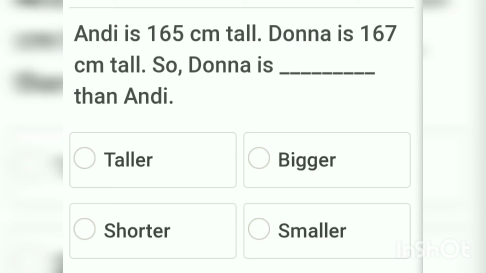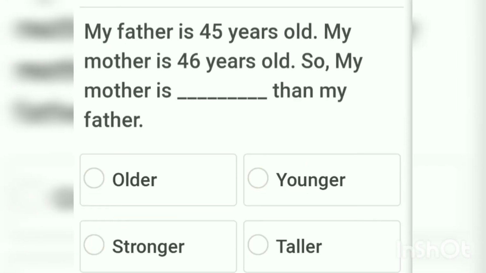Andy is 165 centimeters tall. Donna is 167 centimeters tall. So Donna is dash than Andy. You have to look at the options and then choose the correct one. Now we move on to the next question, children.